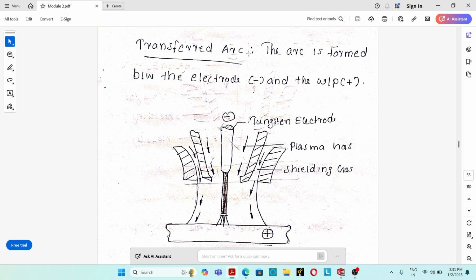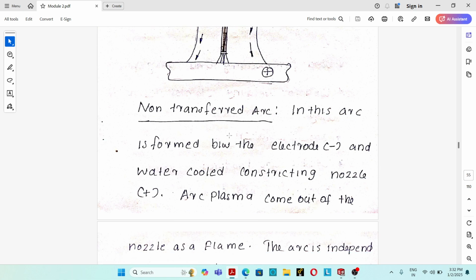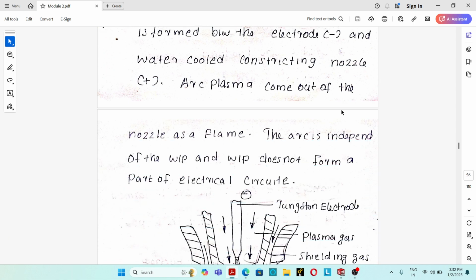So in the transferred arc welding process, the arc is formed between the negative electrode and the positive workpiece. The arc is transferred from electrode to workpiece. It possesses high energy density and plasma jet velocity. This process is commonly used to cut stainless steel and non-ferrous material at high arc travel speed. And the second one is the non-transferred plasma arc welding process.